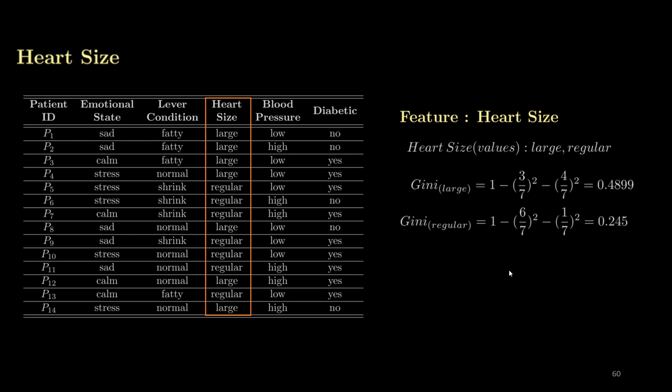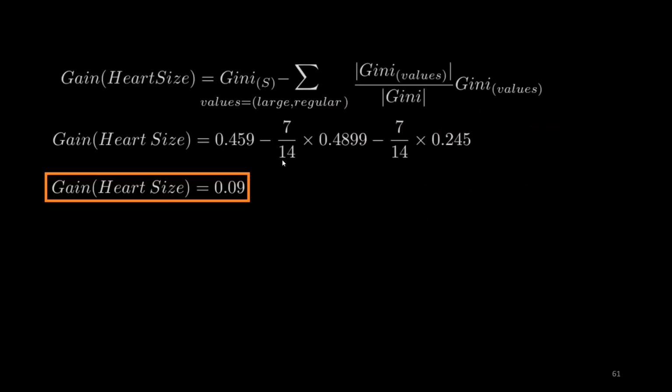After finding the Gini values, the next step is to find the weights of each of these Gini values. The weights here are equal because both appear 7 times. So the weight of large is 7 by 14. Similarly, the weight of regular is also 7 by 14. We multiply the weights with their respective Gini index values, and then finally we subtract it from the Gini index of the dataset, or the Gini index of the parent node. And this is our final information gain of heart size.